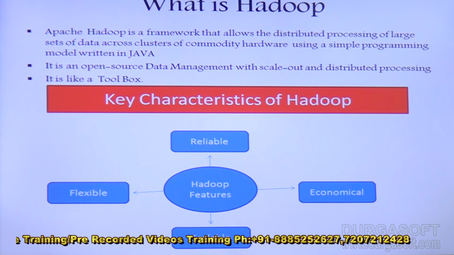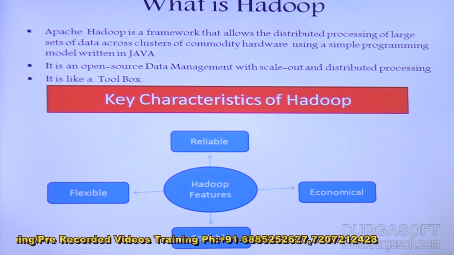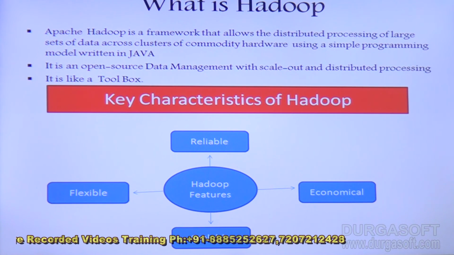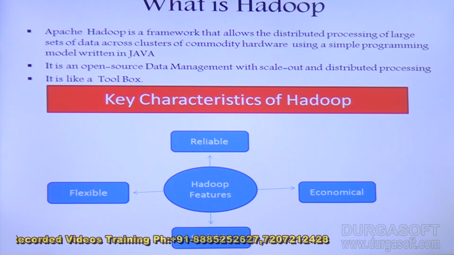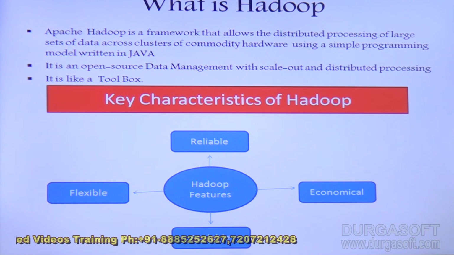So on the whole, Apache Hadoop is a framework which allows distributed processing. Why we are calling it a framework, who actually gave the name Hadoop to this particular framework, who invented it, what is the history of Hadoop, all these things we will be looking at and trying to understand in the coming sections.